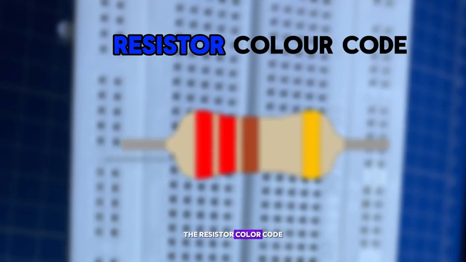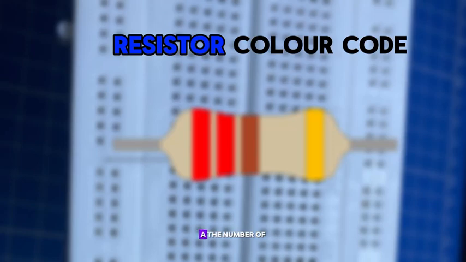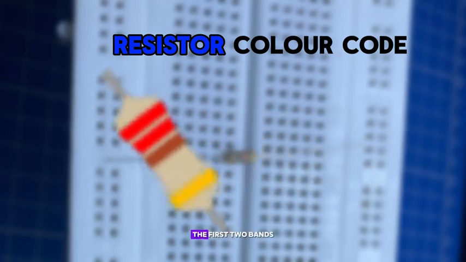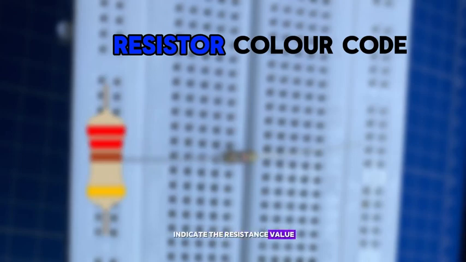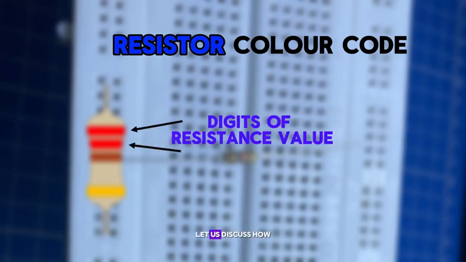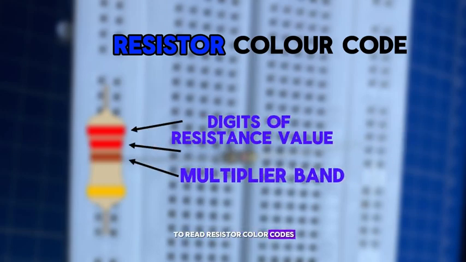The resistor color code was invented in the 1920s by the Radio Manufacturers Association, REMA. The number of bands present in a resistor varies from 3 to 6. The first two bands indicate the resistance value, and the third band serves as a multiplier. In this section, let us discuss how to read resistor color codes, look at an example, and learn a mnemonic to remember the number sequence.